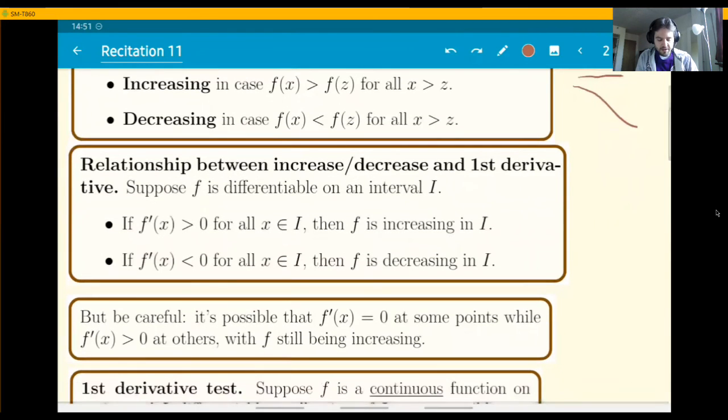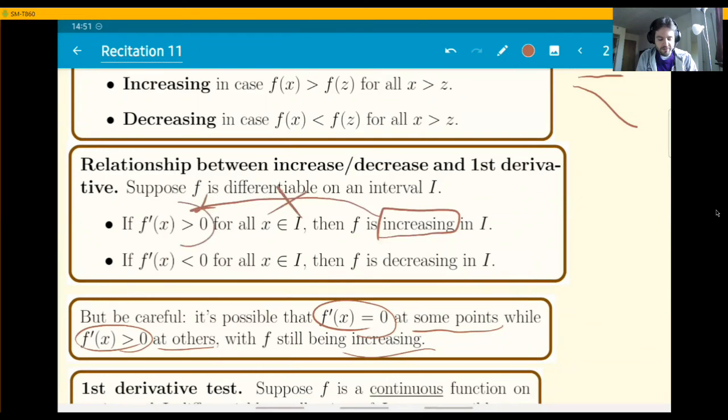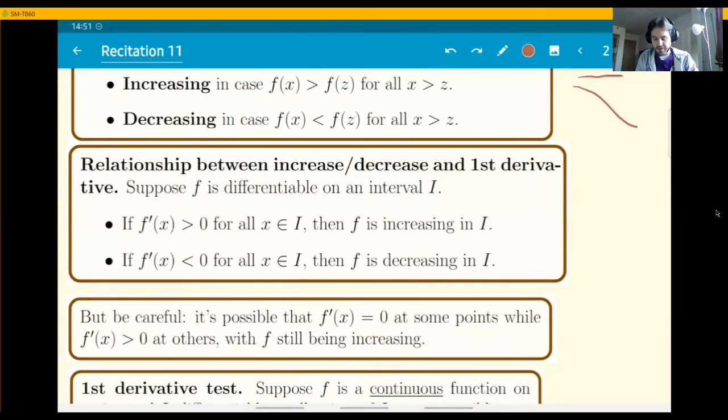But be careful, it doesn't work the other way. It's possible for a function to have some points where the derivative is 0 and some other points where it is positive, and it's still increasing. So just because it is increasing does not mean that you're always going to have the positive derivative. You could have 0 derivative at some points. And the typical example of that is the x cubed function, which is always increasing, but as it approaches x equals 0, the derivative does become 0 for just one instant there. So just be aware of these examples.